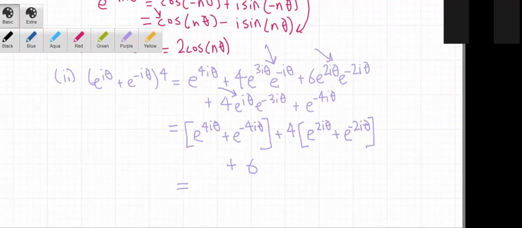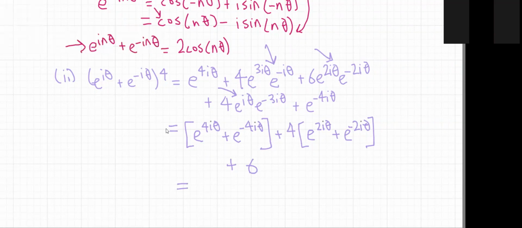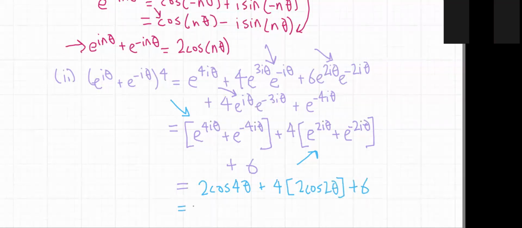And now using part 1, e to the 4i theta plus e to the negative 4i theta is the same as 2 cosine of 4 theta. And similarly, e to the 2i theta plus e to the negative 2i theta is the same as 2 cos 2 theta, and plus 6. So that's 2 cos 4 theta plus 4 times 2, it should be 8 cos 2 theta plus 6.